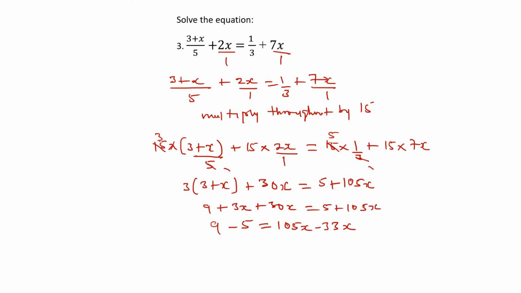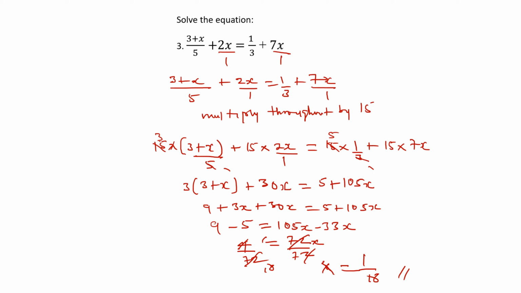So here, if we subtract this, we now have 105 minus 33, 72x. So we divide by 72, divided again by 72, 72 cancels 72. We now have 4 into itself 1, 4 into 72 is 18 times. So x is equal to 1 over 18. So this is the answer for this question.